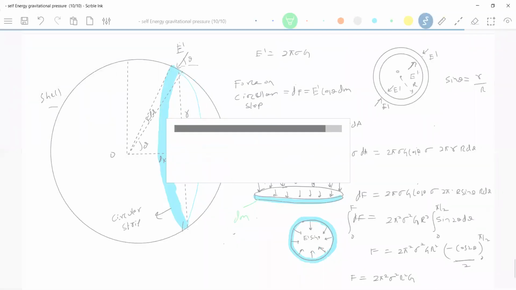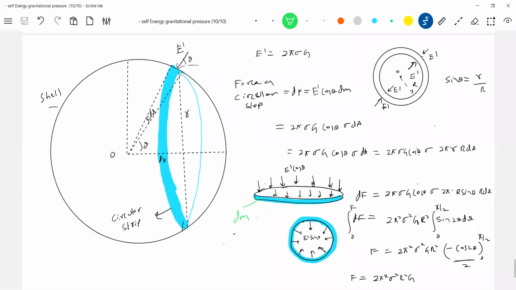This can be asked in the exam: the force exerted by one half on the other half. So what is the idea here? What is our assumption? We are assuming that the right half of the shell is present in the field of the left half of the shell.